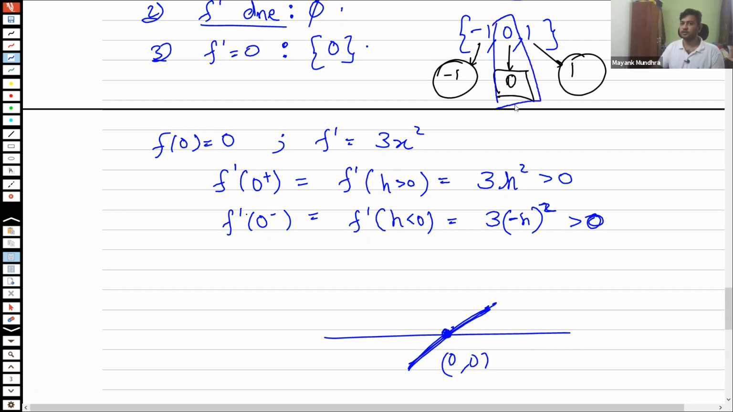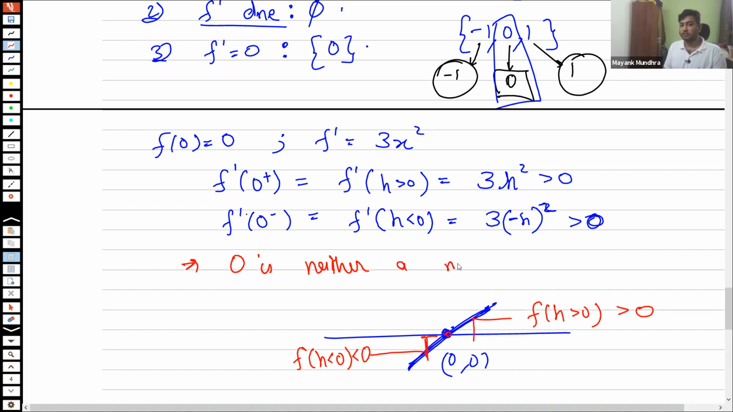Because the functional value at 0 is 0, I'm writing this as 0, 0. So the function is increasing. So any value to its right will have f at h greater than 0, and any value to its left will have f at h less than 0. So 0 is neither a maximum nor a minimum. So this implies that 0 is neither a local maximum nor a local minimum.